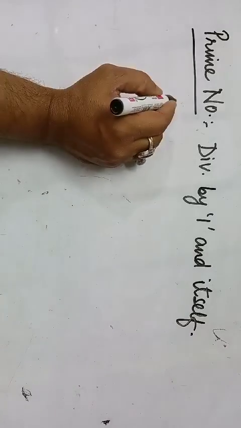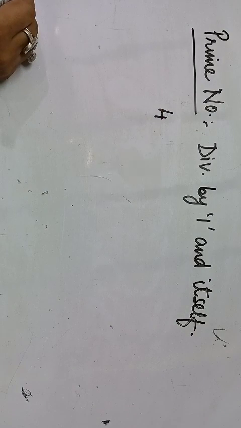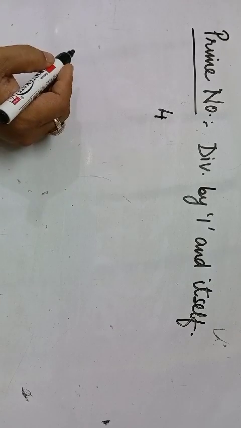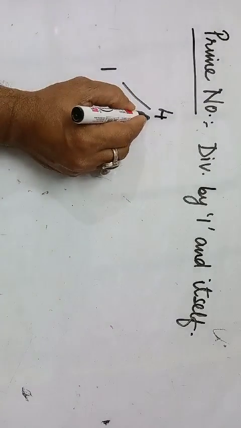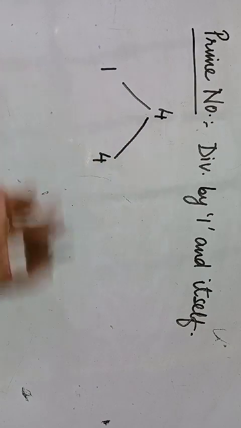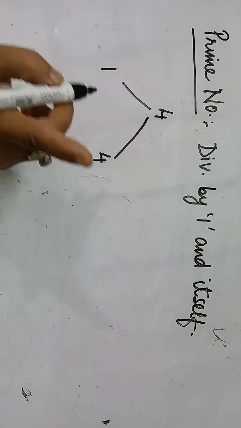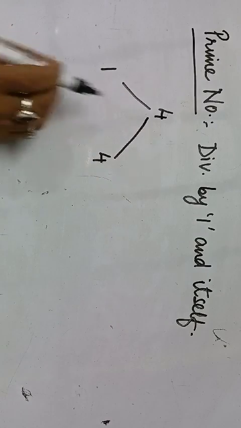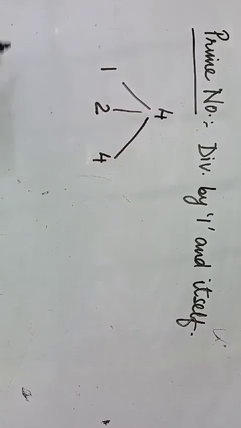Okay, so let's take an example. If I take an example 4, okay, just take an example 4. So is it divisible by 1? Yes, it is divisible by 1. Is it divisible by itself? Yes, 4 can divide 4 itself. Every number can be divided by itself. But there are other numbers also which can divide 4. For example, 2. 2 can also divide 4.